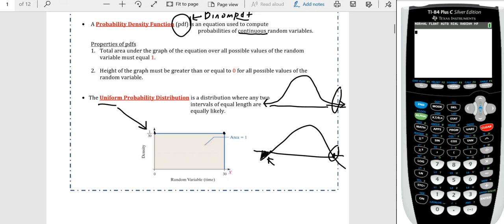For example, say I have values, let's go from 7 up to, say, 11.